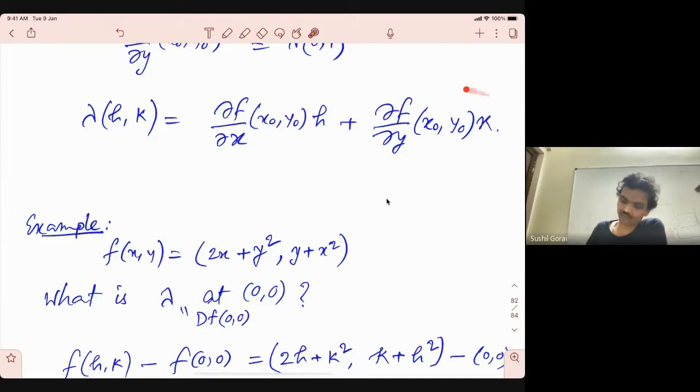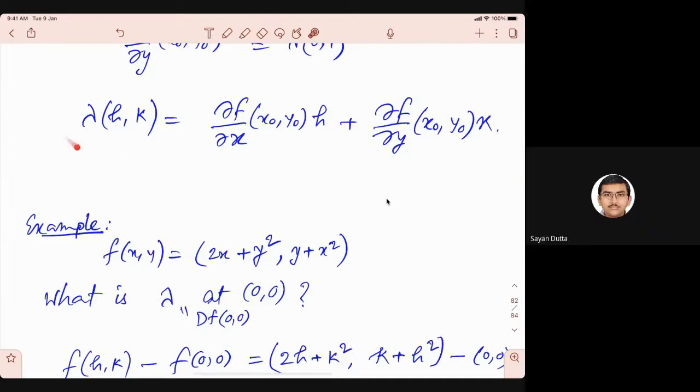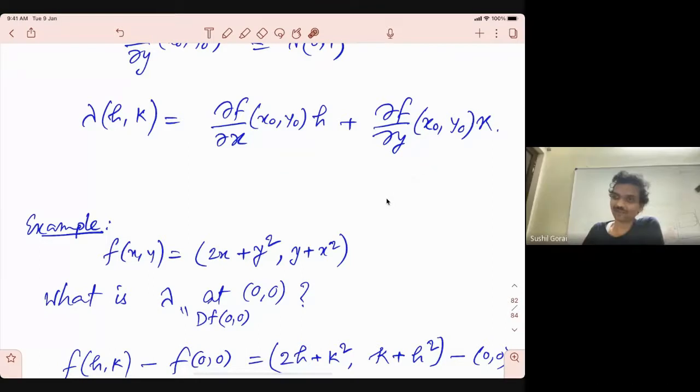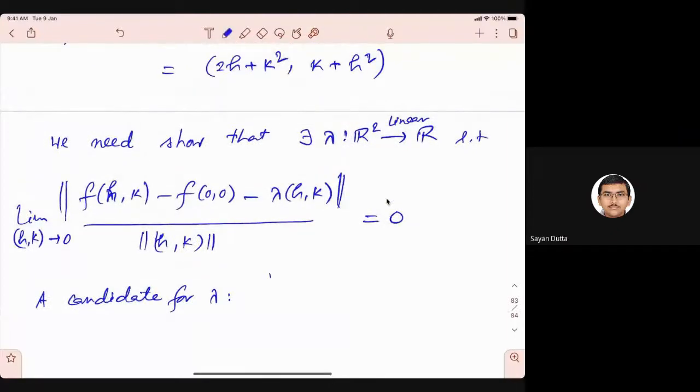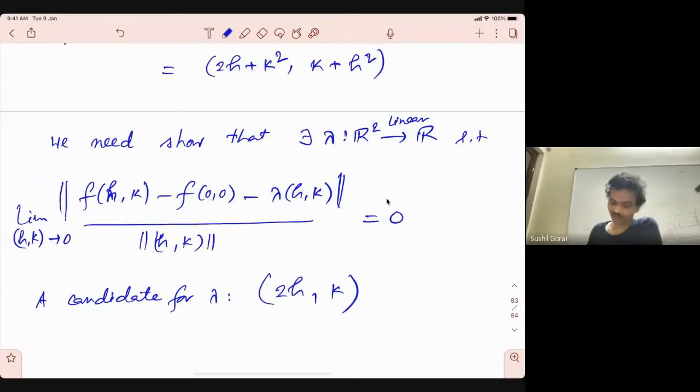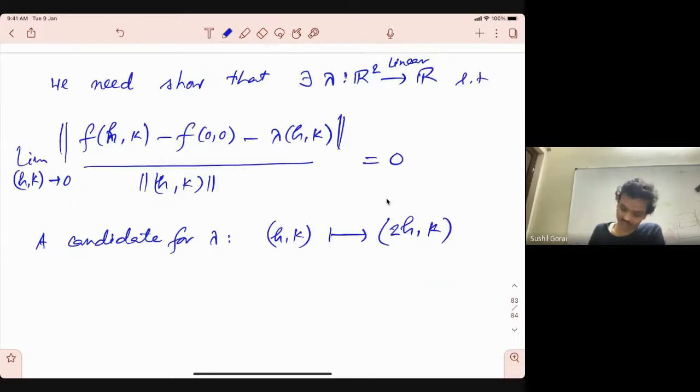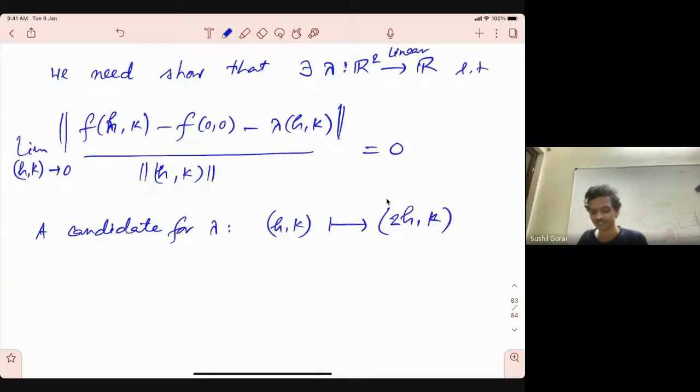So see, lambda is 2h comma k. You must be guessing this one as lambda. So 2h comma k would be lambda, which means the derivative at (h,k) goes to 2h comma k. Let's try this. That could be a possible candidate. If that doesn't work, then the problem is complicated.